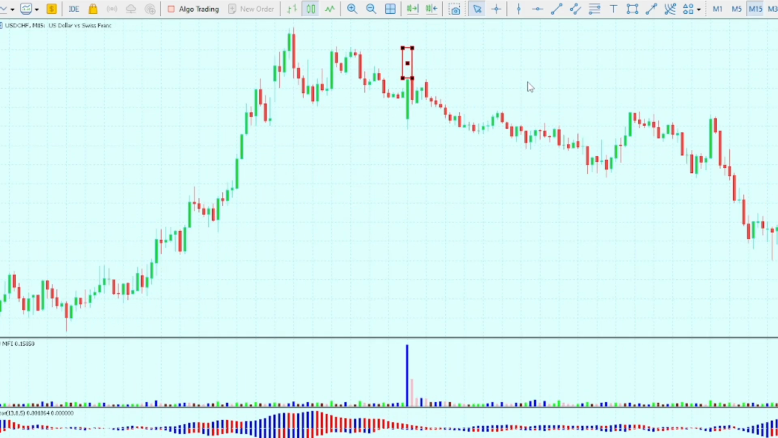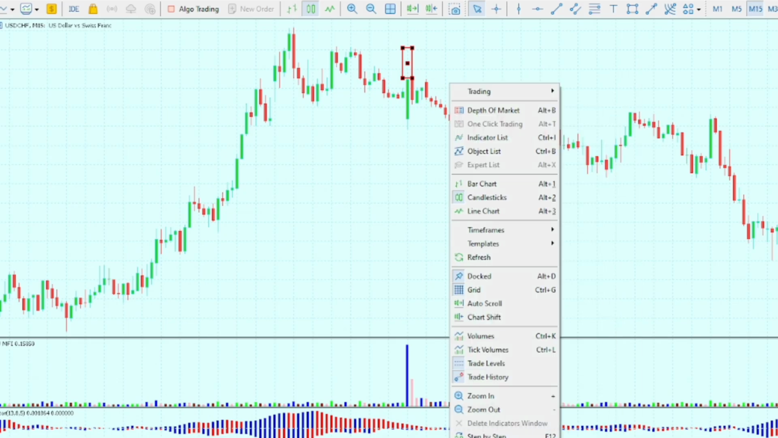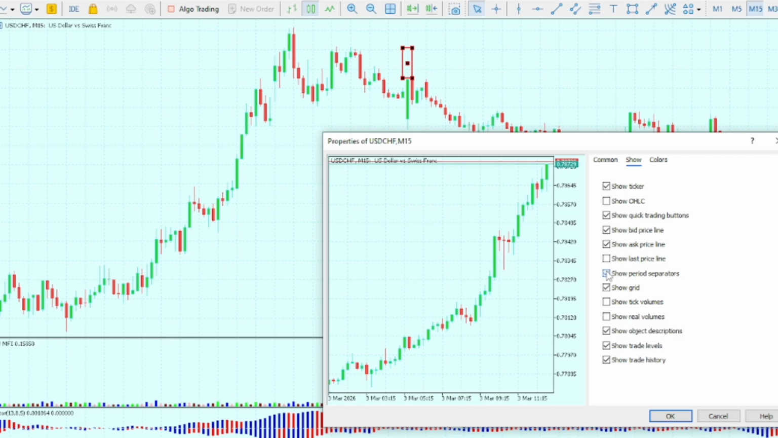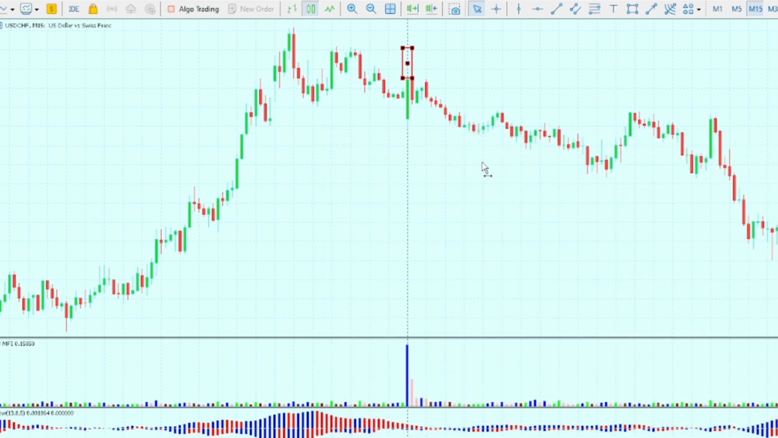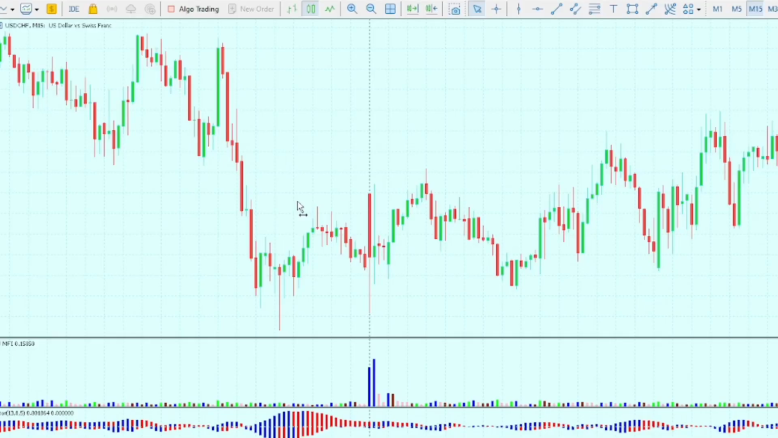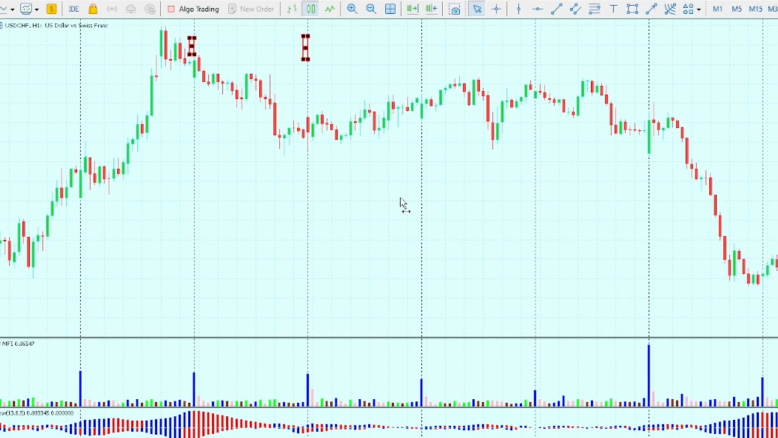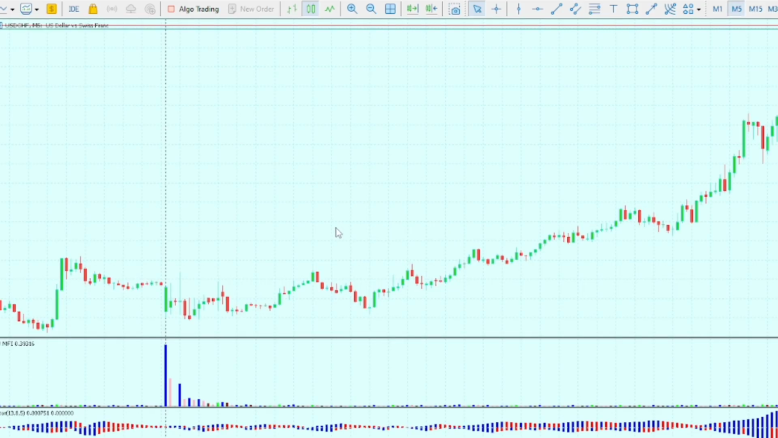So I go to properties, right click. When you right click, go to properties, then you go to show. Sometimes it can be here. So you go to show, then you show period separators, and you click OK. Now you see that the market will be separated for you. Even when you go to H1, you still see the separators. When you go to M5, you still see the separators.